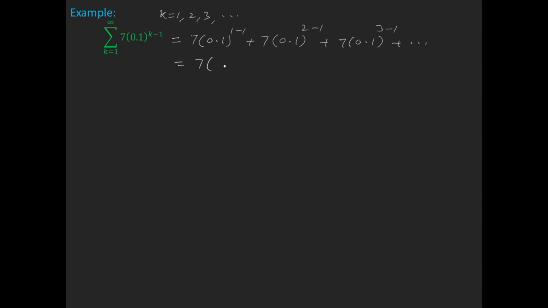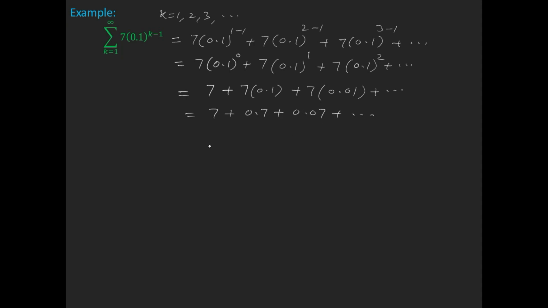So 7 times 0.1 power 0, plus 7 times 0.1 power 1, plus 7 times 0.1 power 2, and so on. Again simplifying, 7 into 0.1 plus 7 into 0.01, and so on. And 7 plus 0.7 plus 0.07, and so on. So this is the series. You may be given this series instead of sigma notation. Both of these, the sigma notation and this series, are the same.